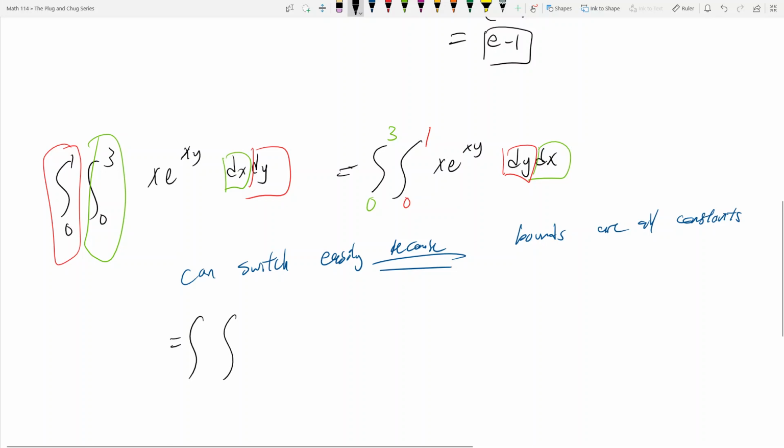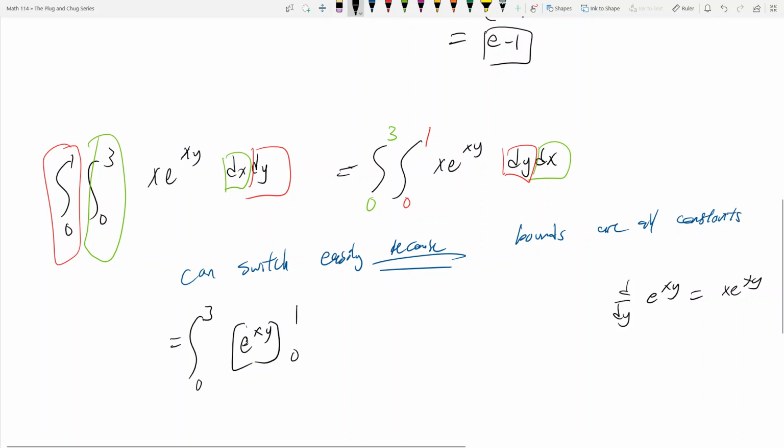So we switch the bounds, 0 to 3. Now I've got to integrate with respect to y. Well, x e to the xy, if I integrate it with respect to y first, that's actually super nice. Because it becomes e to the xy, evaluated from 0 to 1. Because what's the derivative of e to the xy with respect to y? That's x e to the xy, which is exactly what we have here.